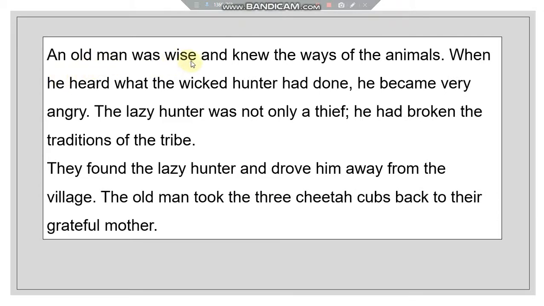An old man was wise and knew the ways of the animals. When he heard what the wicked hunter had done, he became very angry. The lazy hunter was not only a thief, he had broken the traditions of the tribe. They found the lazy hunter and drove him away from the village. The old man took the 3 cheetah cubs back to their grateful mother.